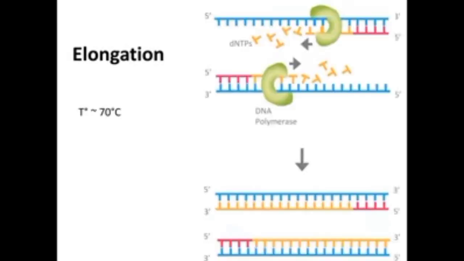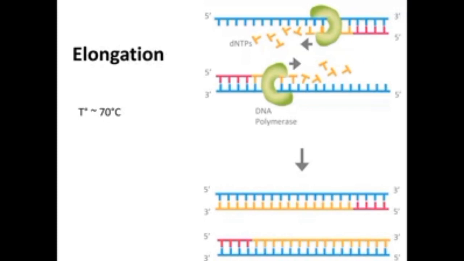The other phase is the elongation. In that, with a temperature close to 60 degrees Celsius, in this phase, the polymerase joins dNTPs to the DNA strands, making a copy of the DNA.